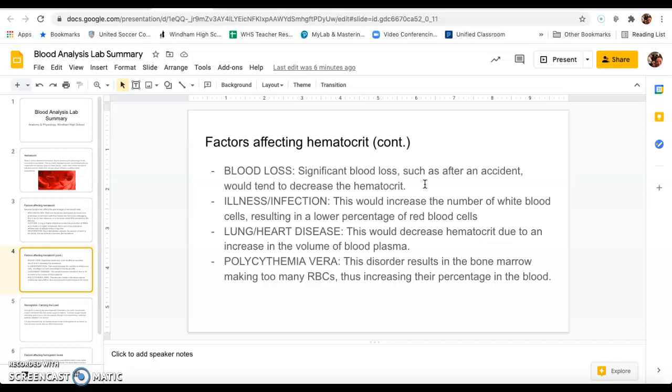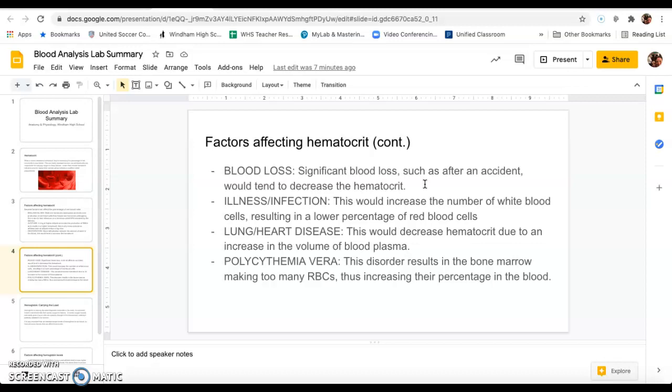Illness or infections, that's certainly been in the news this last year, would increase the number of white blood cells, and because there are more white blood cells, there is a lower percentage of red blood cells in comparison. Lung and heart disease also increases blood plasma. You often have difficulty getting rid of fluid in your blood, which leads to increases in blood pressure and decreases in hematocrit because you have more fluid in the blood compared to cells.